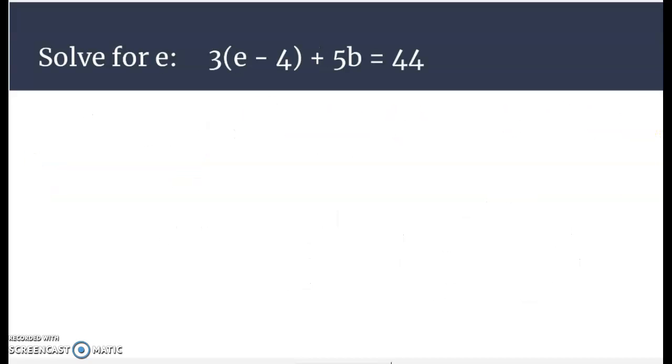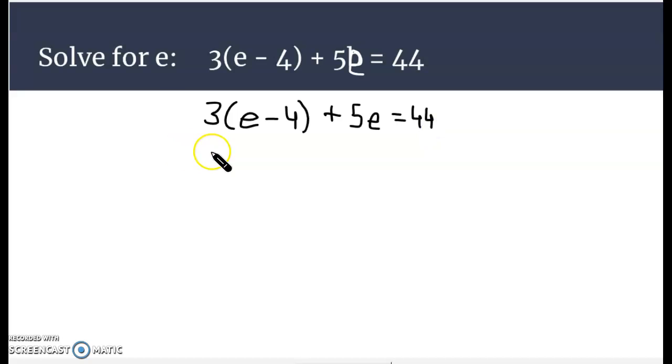Let's look at another one here, this time with variable e. Alright, we have some simplifying to do first. We identify the variable e, and it looks like we have a typo here. Let's fix that. Yeah, this right here should also be an e. Alright, and we'll rewrite it first. 3 times e minus 4 plus 5e equals 44.